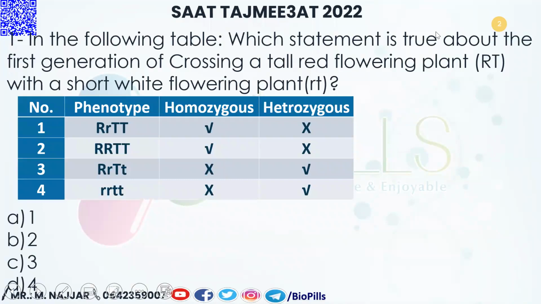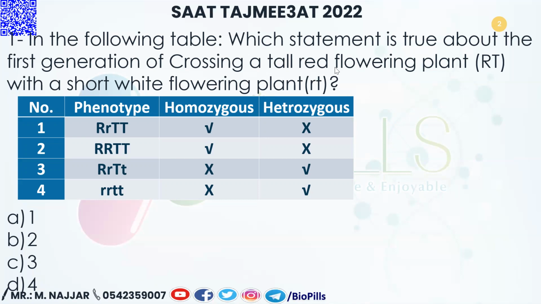Question number 1. In the following table, which statement is true about the first generation of crossing a tall red flowering plant, R capital T capital, with a short white flowering plant, R small T small? And you have this table. Option 1, 1B, 2C, 3, 4C, D4.